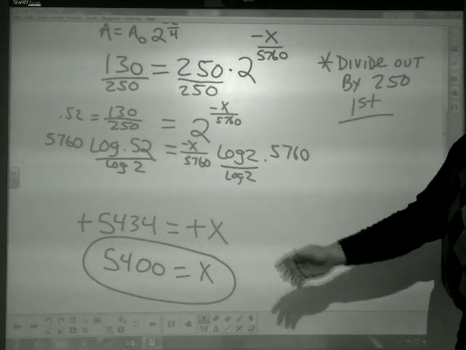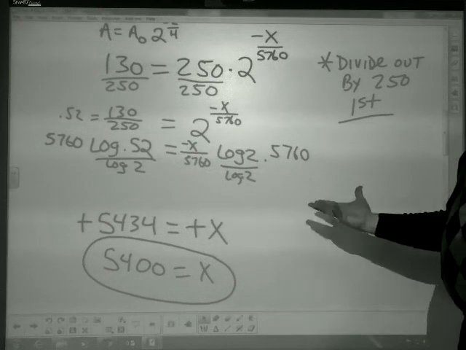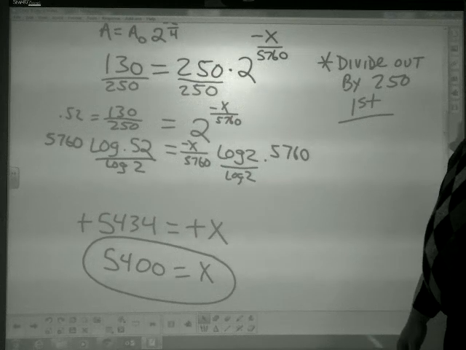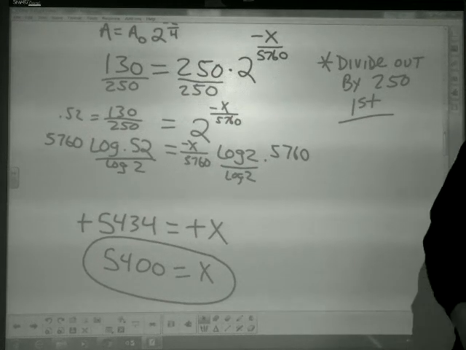And that's the application in a word problem or a real problem of solving exponential equations using logs. That's it.